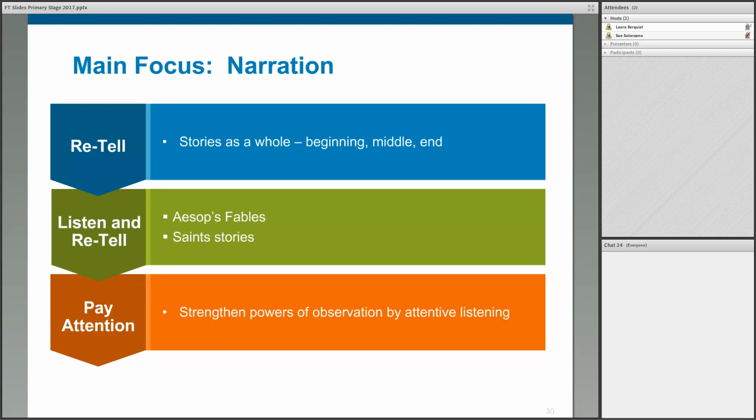So you're concerned about the sequencing skills, things being retold in the right order, but you're also adding something to that. And it's one of the reasons why we use Aesop's fables and saint stories, because you practice the retelling of a story that does have a clear beginning, middle, and end. There's a beginning, middle, and end to every one of those Aesop's fables. And so you want to make sure that the children are incorporating all three parts, as it were.